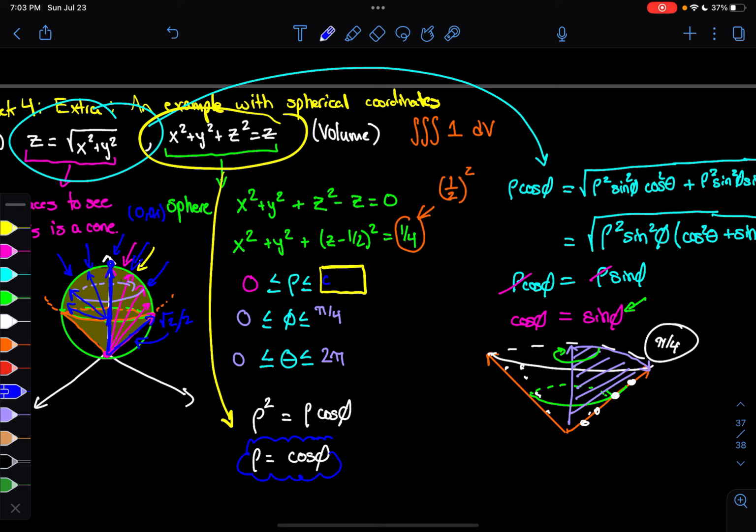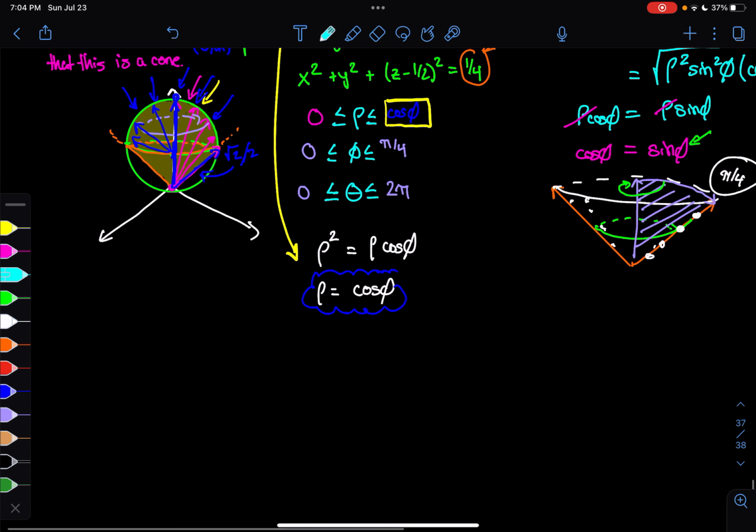But the point of this is that our upper bound for our rho is going to be a very nice cosine of phi. And so now, since we're just trying to find the volume, we just put it all together. You can put the coordinates in any order with the exception of our rho. And since our rho has a variable in it, I'm actually just going to put it first to get it out of the way. The other ones don't really matter which order we do.